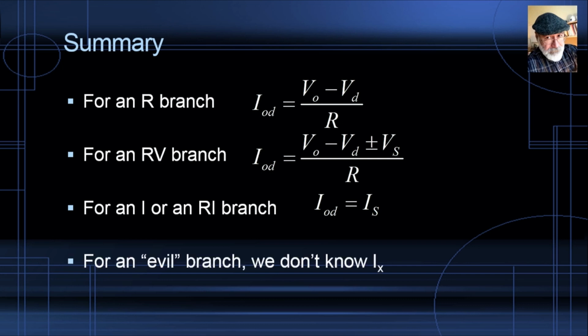And in an evil branch, we do not know Ix, and what is more important, we cannot write an equation for Ix. But we can write a KVL equation. An evil equation, V plus is V minus plus the value of the source.